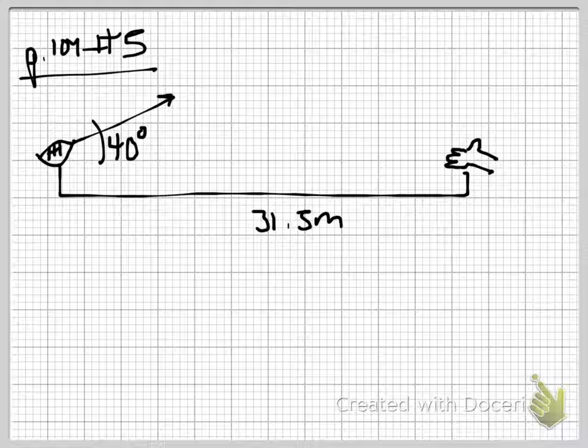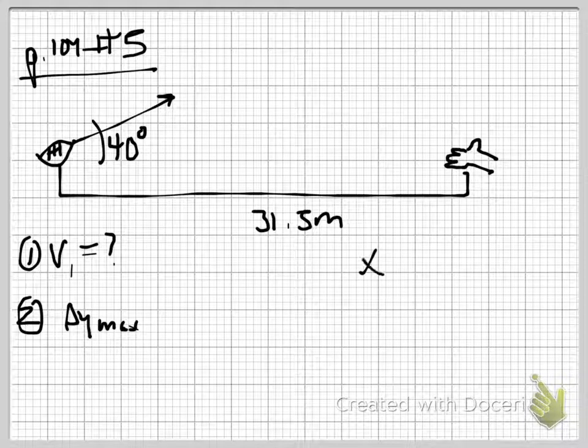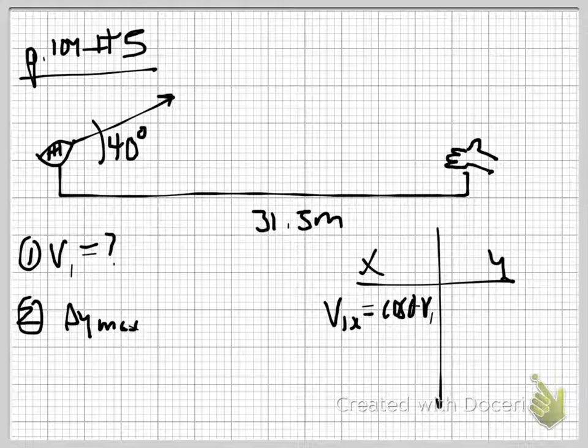So what we want to know, two things. Number one, what VI is necessary to get it there. And number two, what's its delta Y max? So we start off with our usual shtick of listing all our variables. VIX equals cosine theta VI, VIY equals sine theta VI.